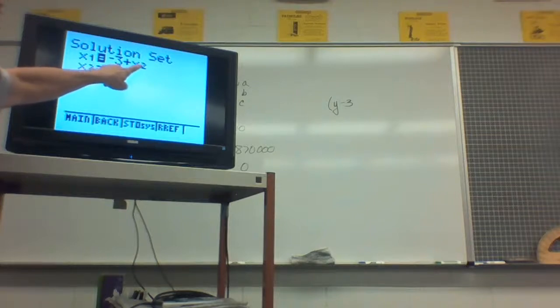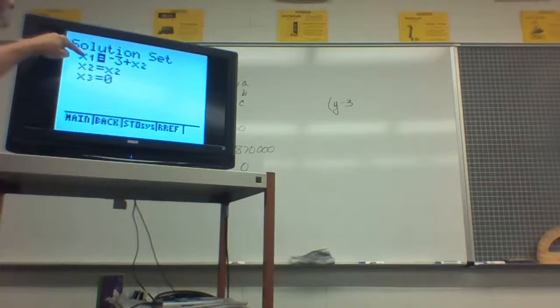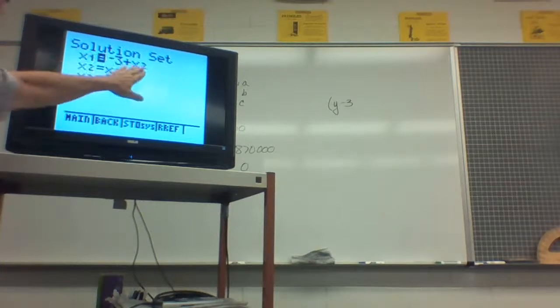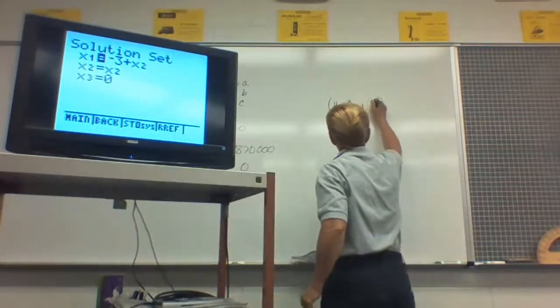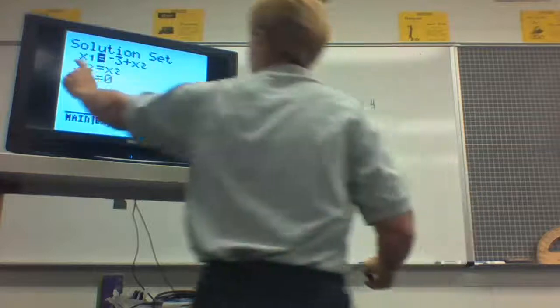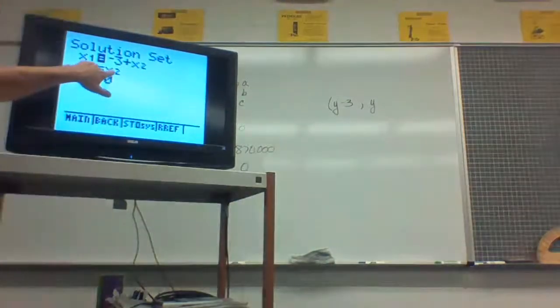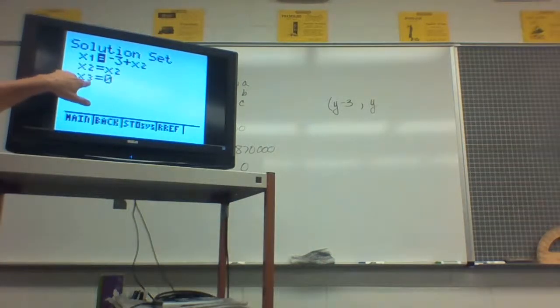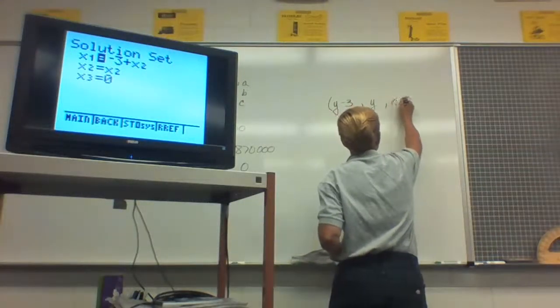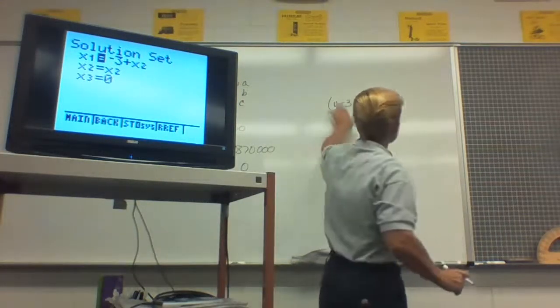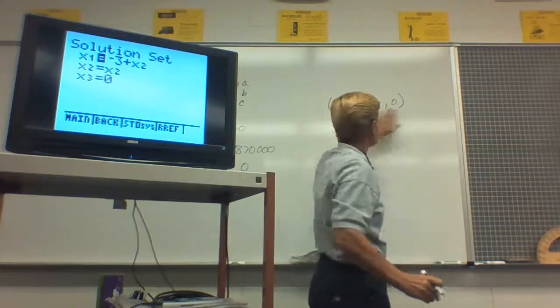I don't like negative 3 plus y. I prefer my variables to be in the front. So I put the y in front and then the minus 3. That's what sits in the first position: y minus 3. What goes in the second position? y. x2 is x2. That's the one that we're going to write everything in terms of. And the last one in this case turns out to just be 0. Z is always 0.